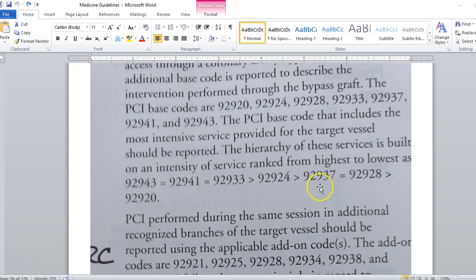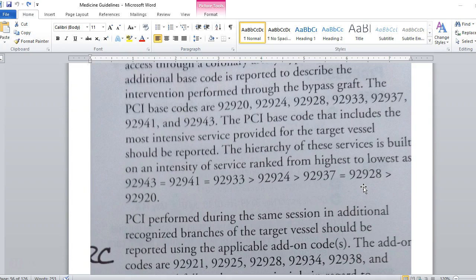So the hierarchy, as we can see here, 92943, 92941, then 92933, 92928. So let's take a look at this. 92943: percutaneous transluminal revascularization of chronic total occlusion, coronary artery, coronary artery branch, or coronary artery bypass graft, any combination of intracoronary stent, atherectomy, angioplasty, single vessel. 92941: transluminal revascularization of acute total or subtotal occlusion, and then it goes on. So again, acute versus chronic. So again, they're describing what's going on.